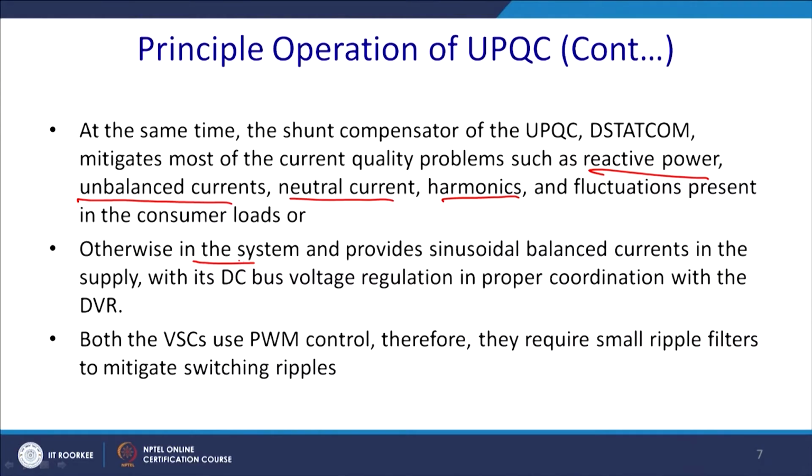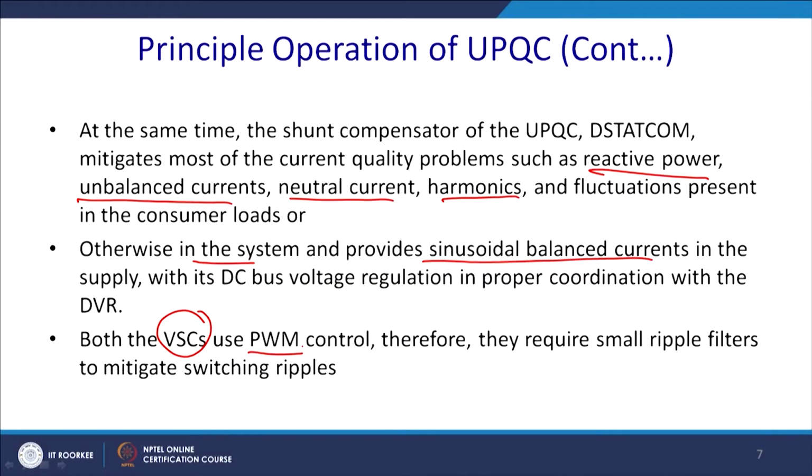What does this DSTATCOM do? It provides a sinusoidal balanced current in the supply, with DC bus voltage regulation in proper coordination with the DVR, maintaining the DC link voltage which is shared by the DVR as well as the DSTATCOM. DSTATCOM generally maintains the DC bus voltage.